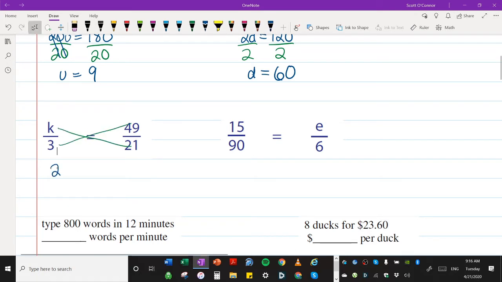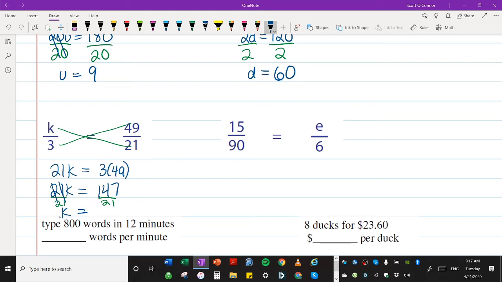I do 21k is equal to 3 times 49. I can then simplify the right-hand side of the equation. I get 21k is equal to 147. I divide both sides by 21. That isolates k, because 21 divided by 21 is 1. 1k, I can just write k. 147 divided by 21 gives me the answer of 7.